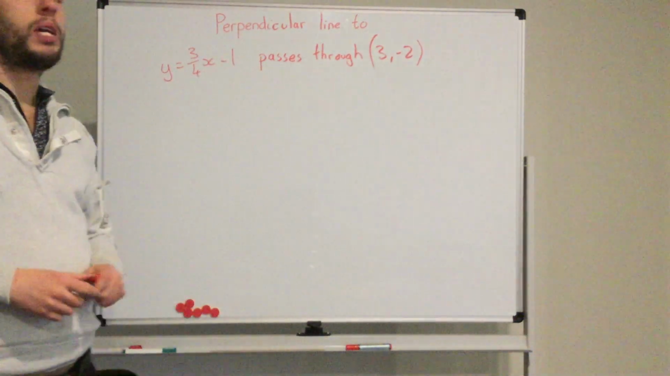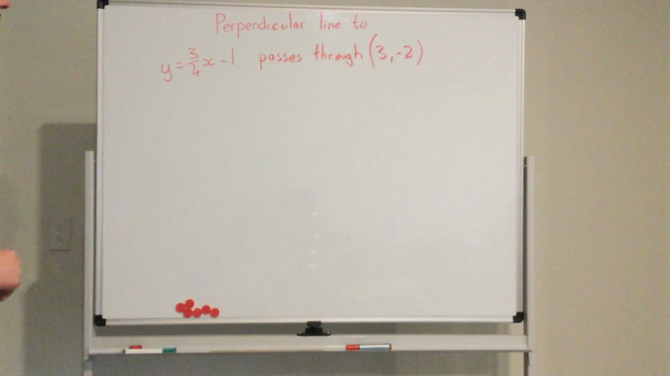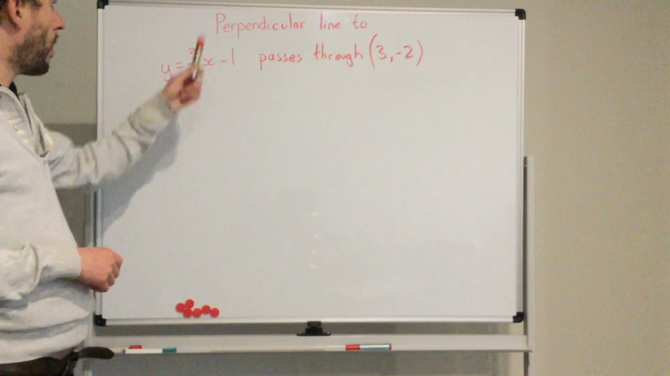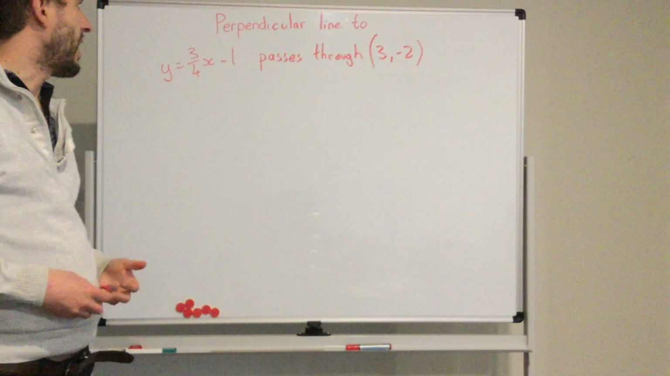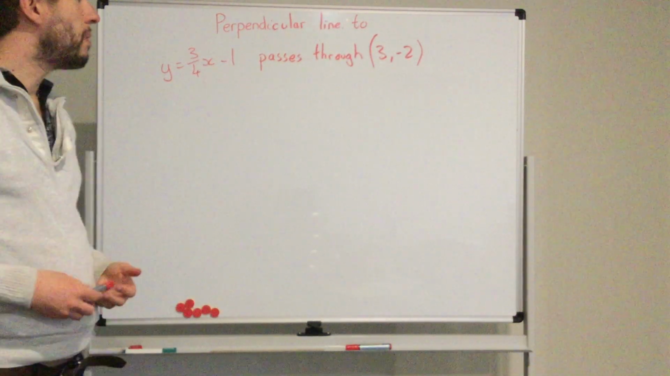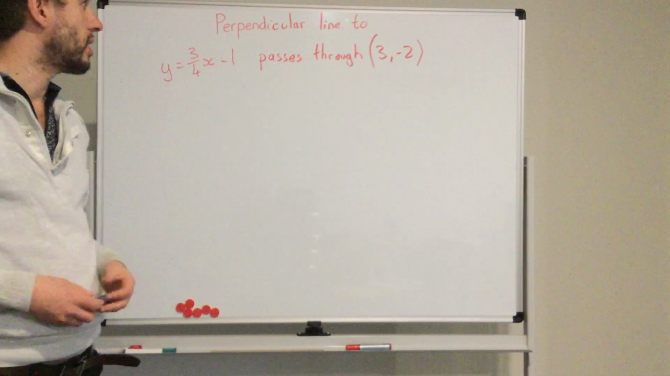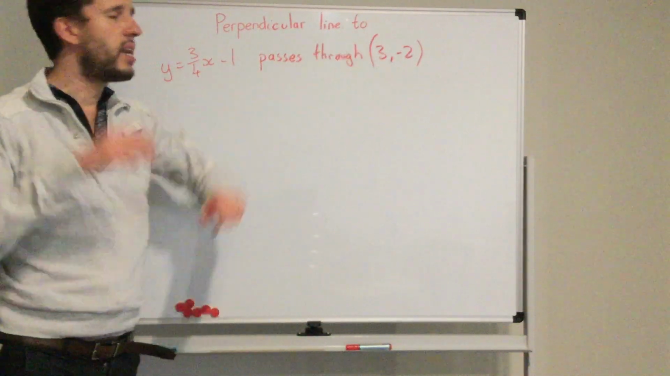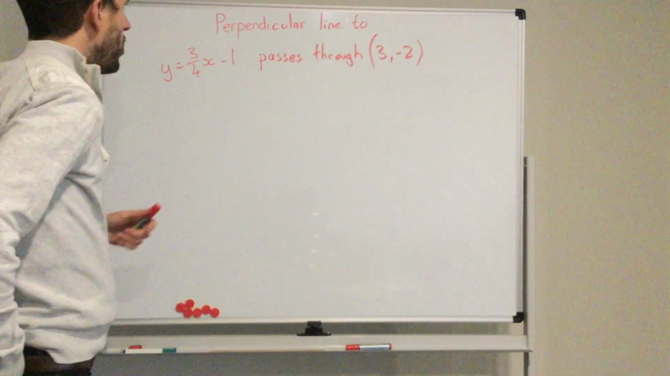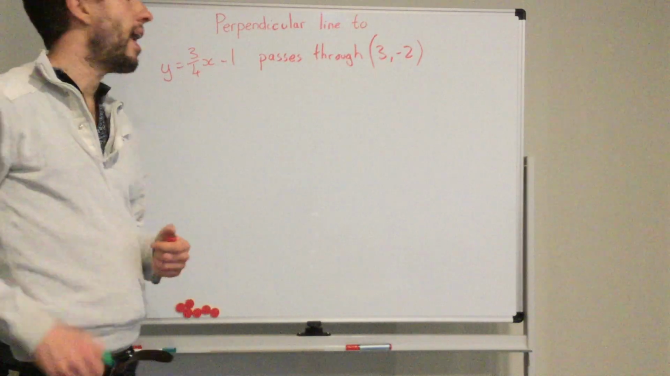So we are going to be looking at perpendicular lines. A line is y equals 3 over 4 x take 1, and the perpendicular line must pass through (3, negative 2). So the first thing we need to do is think about our gradient.